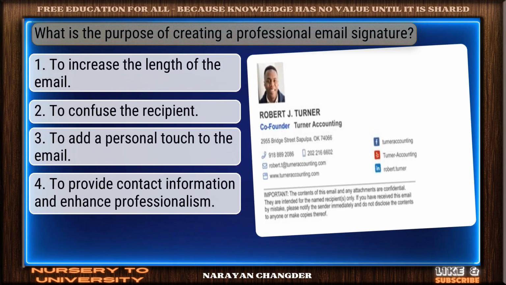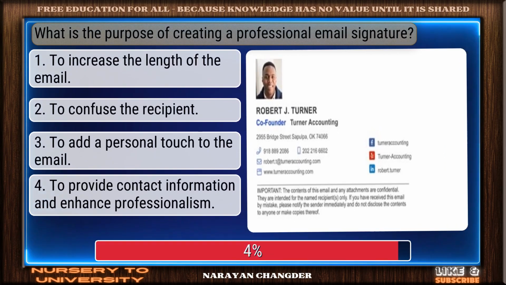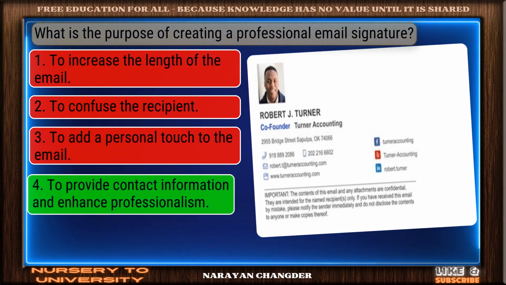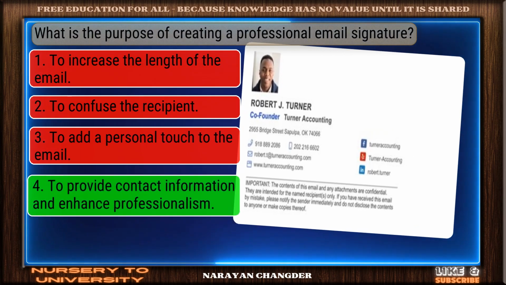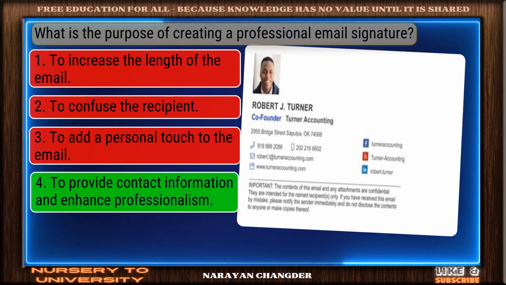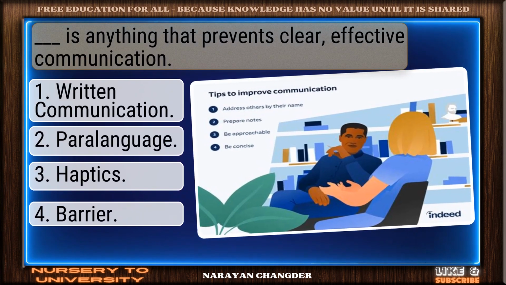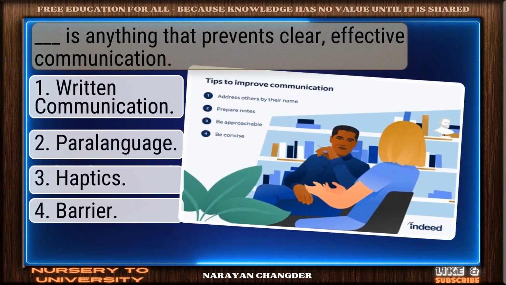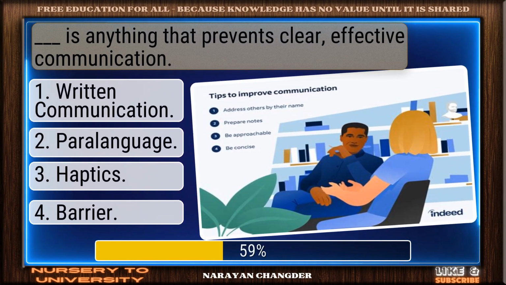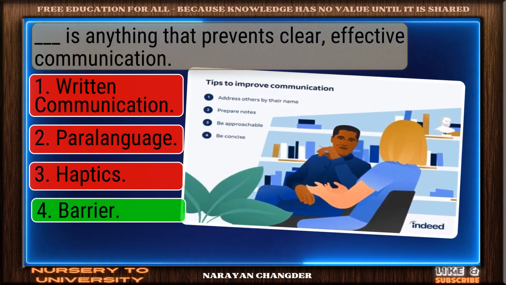Question number 11. What is the purpose of creating a professional email signature? Solid response. To provide contact information and enhance professionalism is a valid choice. Question number 12. Dash is anything that prevents clear, effective communication. Excellent choice. Barrier is the right answer.